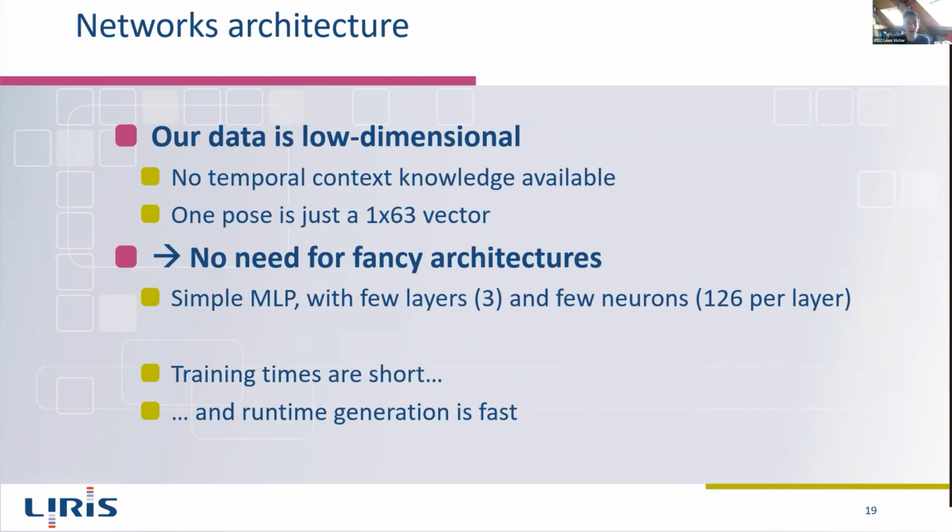For the actual network architecture, they are pretty simple. As I mentioned earlier, our pose data is low dimensional with only 63 values and no temporal data. And thanks to this property, our models can be simple and we do not require modern architectures or complex things. In our examples, we use simple multi-layer perceptrons with 3 layers and 126 units per layer. And yeah, our experiments show that they are sufficient.